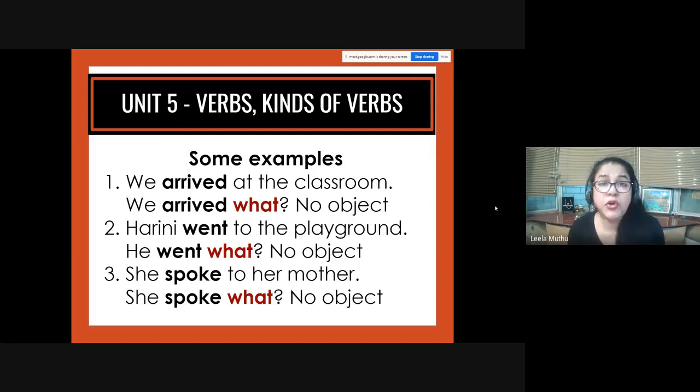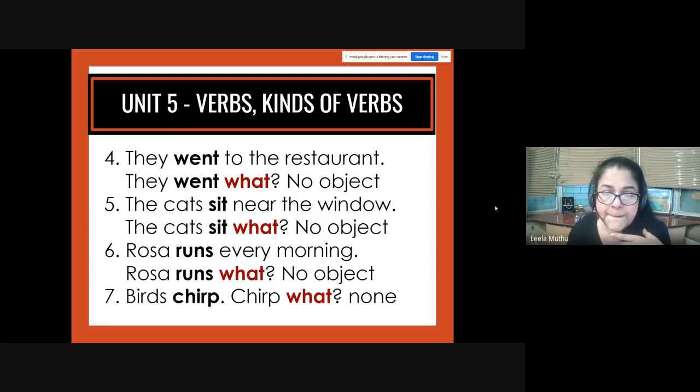Okay, she spoke to her mother. She spoke what? She spoke whom? There is no answer to this verb. There is no object, because she spoke to her mother. There is no object in this sentence and therefore it is an intransitive verb. They went to the restaurant. They went what? They went whom? There is no answer, but it answers the question they went where. Okay, so it is an intransitive verb.